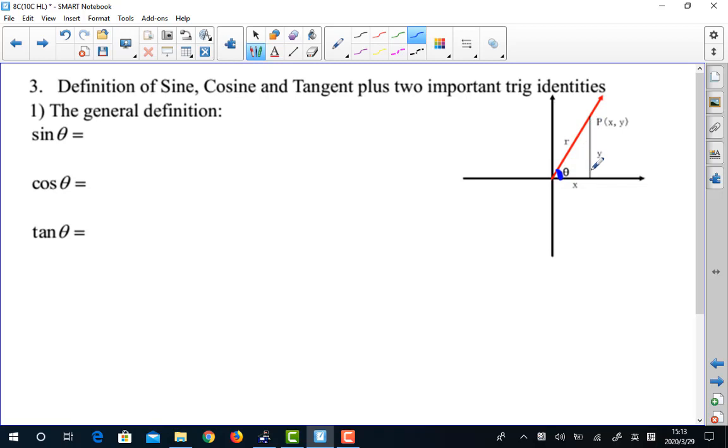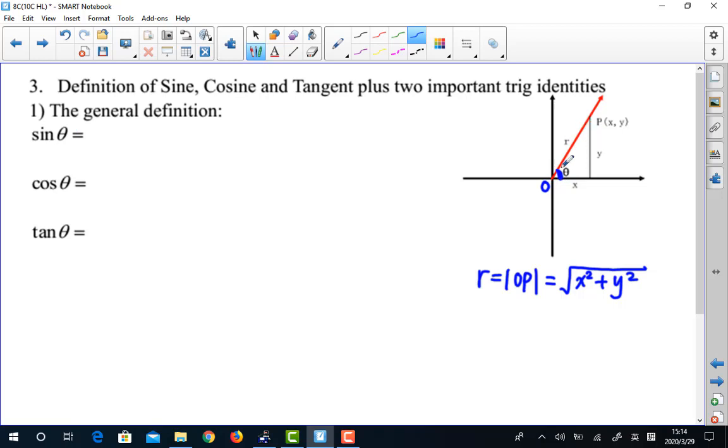We don't call it the opposite side anymore. Look at this opposite side. It's the y coordinate of the point on the terminal arm. r represents the distance from this point to the origin. So r is the distance between O and P. This r equals the square root of x squared plus y squared, based on the Pythagorean theorem.